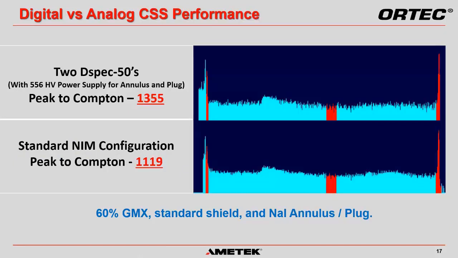Here we see examples of data collected from a standard Compton suppression system. The NIM configuration shown at the bottom generated very good results with a peak to Compton of 1119:1, but the digital system far exceeded expectations with peak to Compton of 1355.